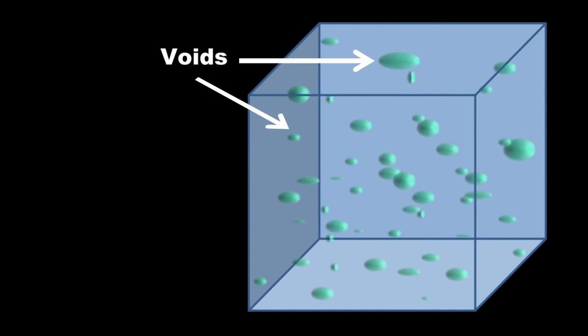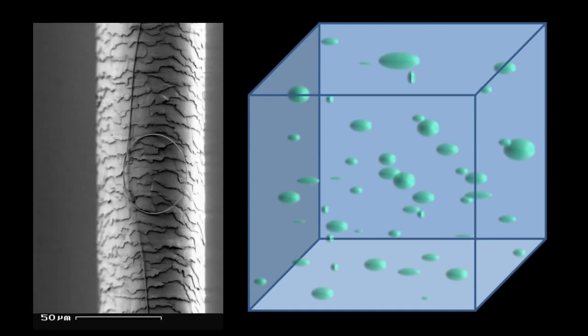Now, if we zoomed in on a chunk of metal, it might look like this. If I zoomed in the same amount on a human hair, it would look like this. But if I wanted to analyze this chunk of metal, it would be quite difficult because there are many voids and they're all scattered randomly.